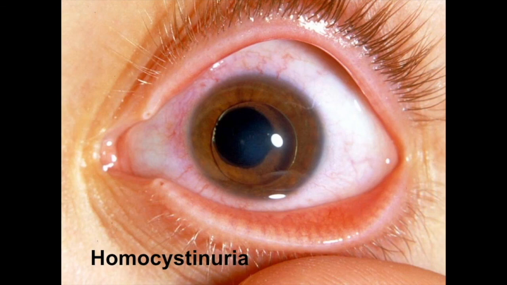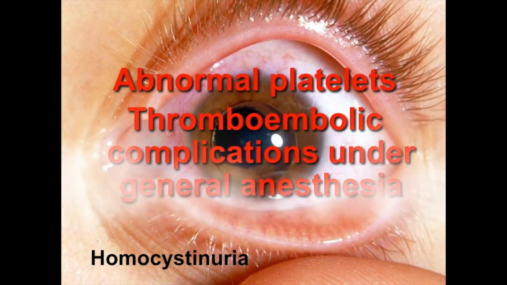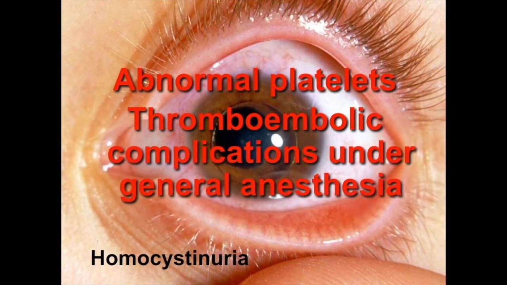Here's an example of Marfan's with a superior dislocation and the dragged zonular fibers. There tends to be more global abnormalities with the zonule in homocystinuria. Here's an example of dislocation into the anterior chamber. Patients with homocystinuria have abnormal platelets. You have to be concerned about the development of thromboembolic complications under general anesthesia.